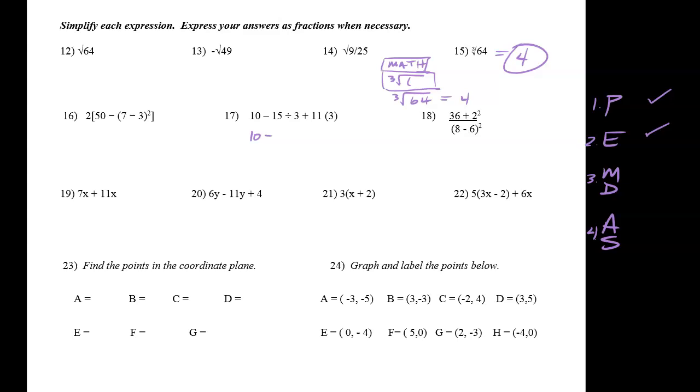So what is that? Yeah, yep. And then there's a multiply over here. Do you remember what 11 times 3 is? Yep, good. And then add, subtract is the only thing left. We go left to right. 10 minus 5. 5 plus 33 would be 38. Very good. Very good.